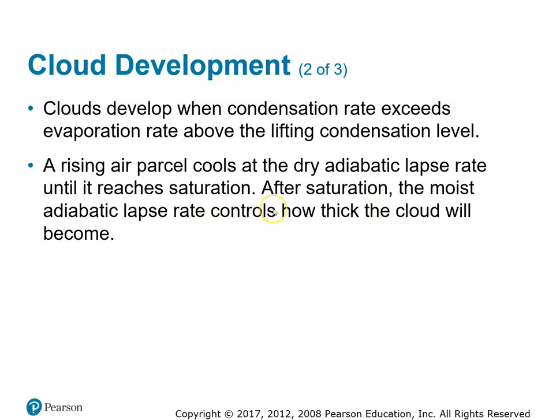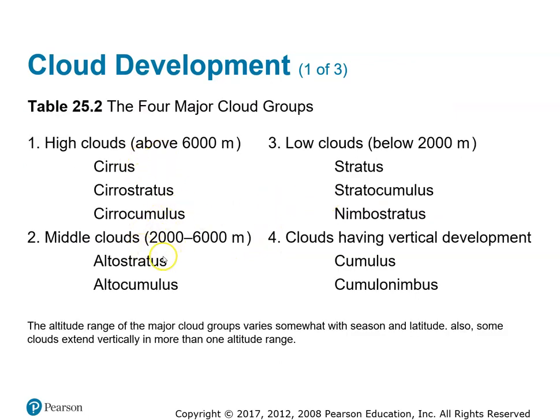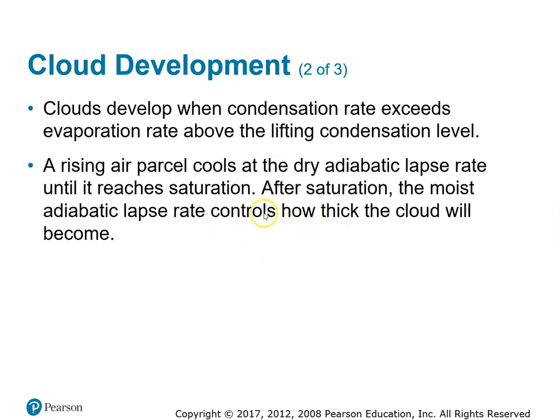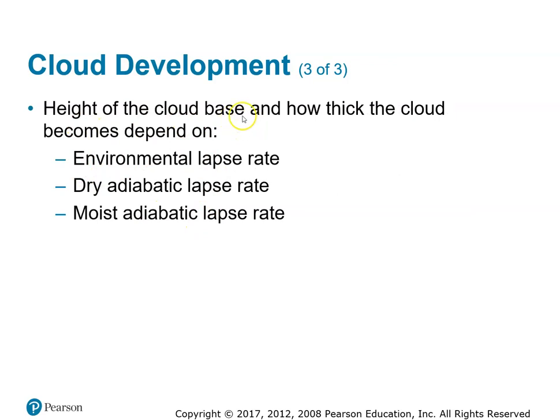So you can have clouds, as here, let's go back to this. When they talk about these clouds, these are where the bottom of the clouds are. The top of the clouds are dependent on the moist adiabatic lapse rate. The height of the clouds and how thick they are depend on the environmental lapse rate, the dry adiabatic lapse rate, and then the moist adiabatic lapse rate. The cloud will form once the dew point is reached and you're in the moist adiabatic lapse rate, and then the environmental lapse rate will tell you how high the cloud will rise.